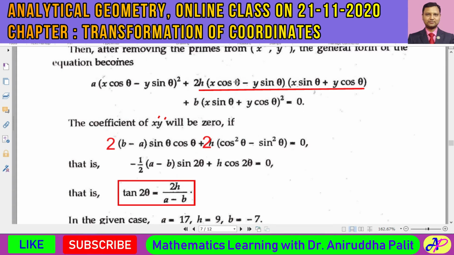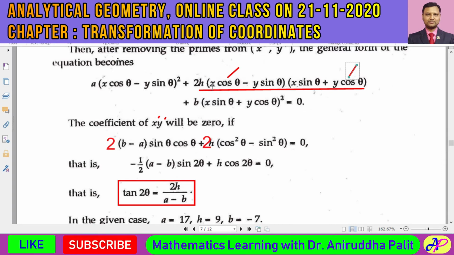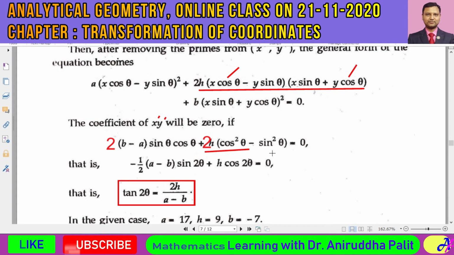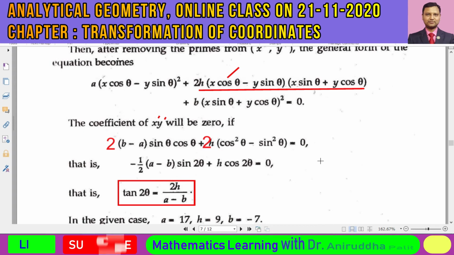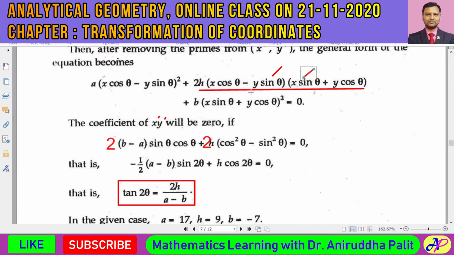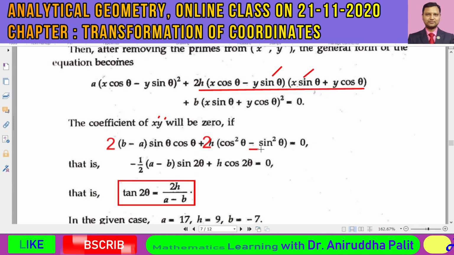How to find the contribution of xy? You see, this term when multiplied by this term, we will have twice h x y cos theta into cos theta, that means twice h cos square theta into xy. This is twice h cos square theta into xy, the coefficient of xy. Got it? And similarly, whenever this term would be multiplied by this term, then we will have minus twice h x into y into sine square theta. So minus sine square theta into twice h would ultimately come.